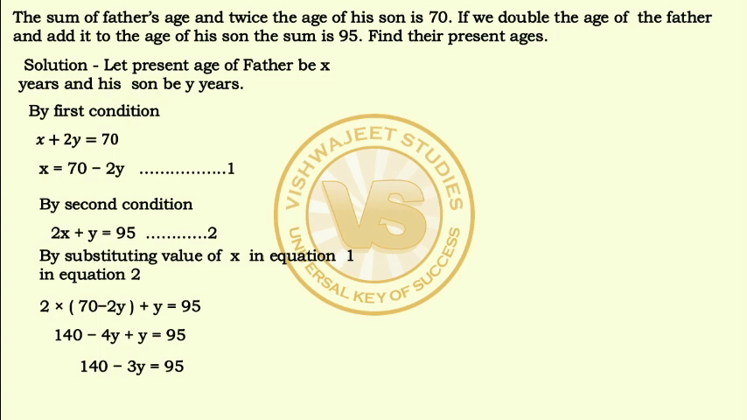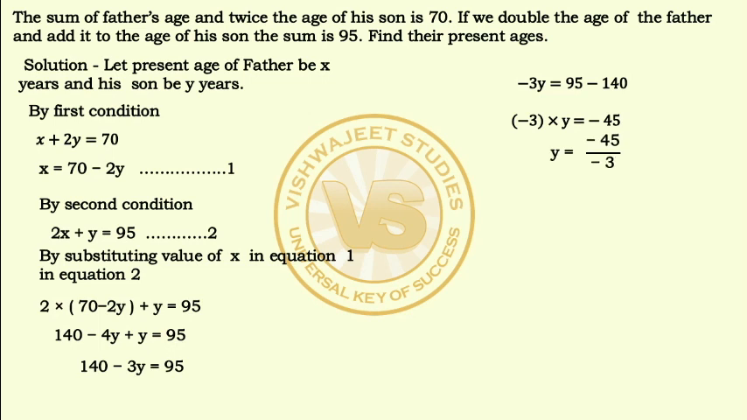140, which is a positive number, when it goes to the right hand side, it will get a negative sign. So write the next step: -3y = 95 - 140. After subtraction, we get -45 as the answer. But here, between -3 and y, there is no sign, which means a multiplication sign is there. So write here (-3) × y = -45.